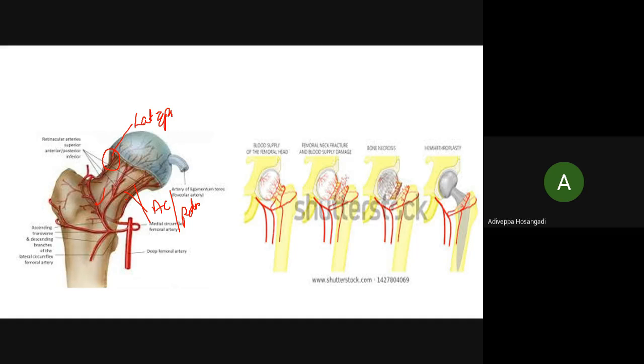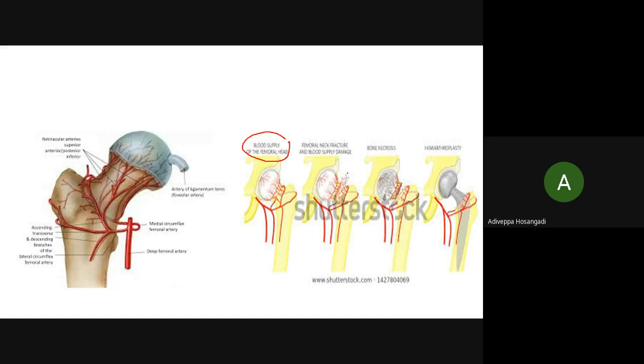I told you, isn't it? Anterior, posterior, medial, lateral. So from here, because it is getting into the head, they are called epiphyseal vessels. They are on the lateral side, hence they are lateral epiphyseal vessels. So till this you remember, then we'll come to the importance of this a little later. So this is the blood supply of the femoral head in the normal state.